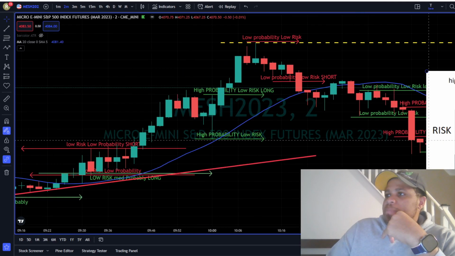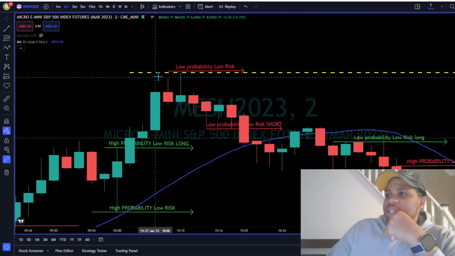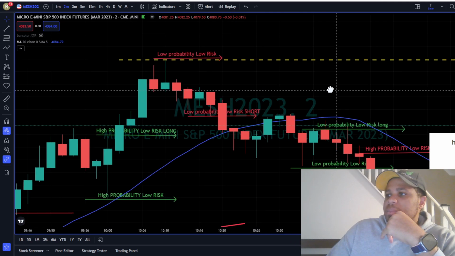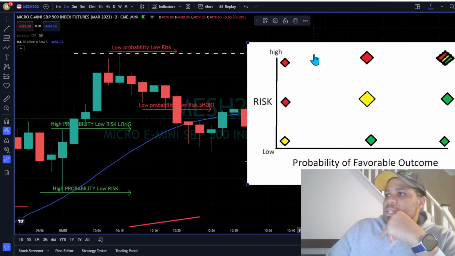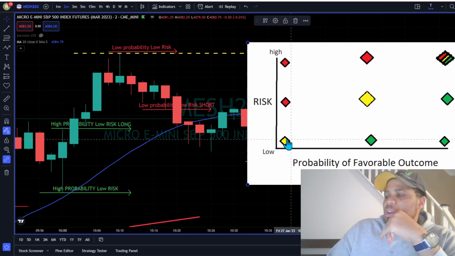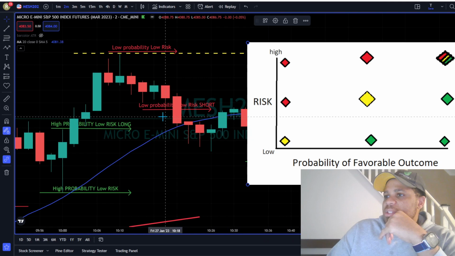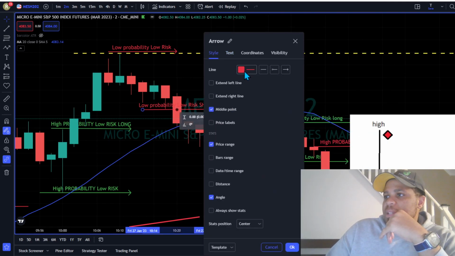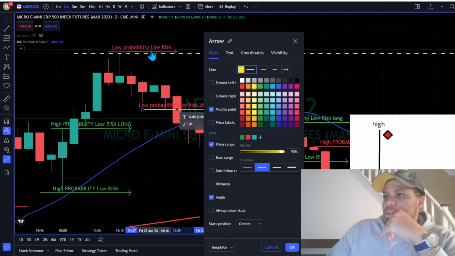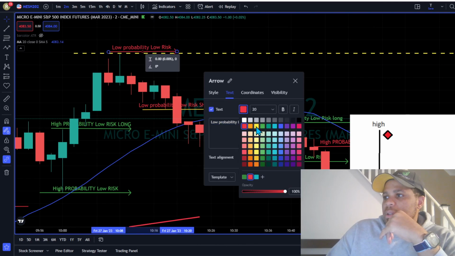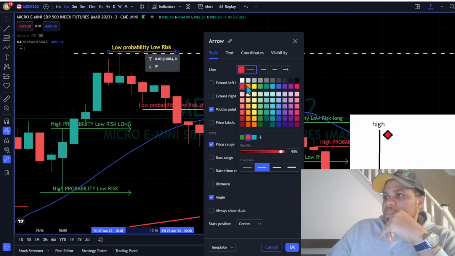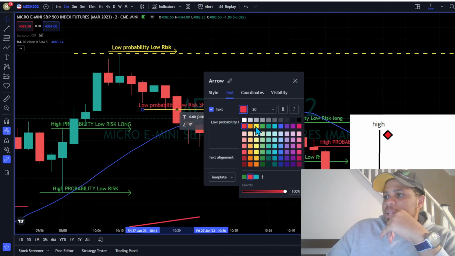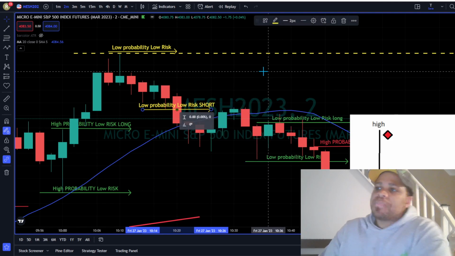Moving on up here, we have a low probability, low risk short, okay? So where are we at? Low probability, low risk. Again, we're right here in the yellow. So this should be yellow again. Let's make this yellow again. I'll just make the line yellow. All right, so we're in a low risk, low probability short right here, okay?